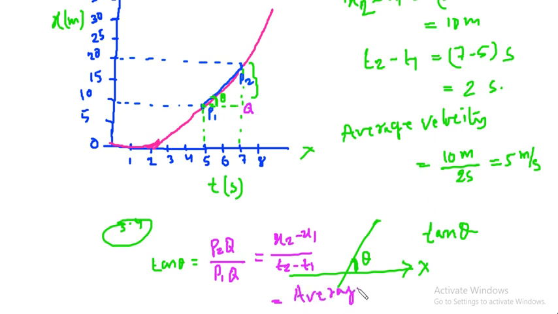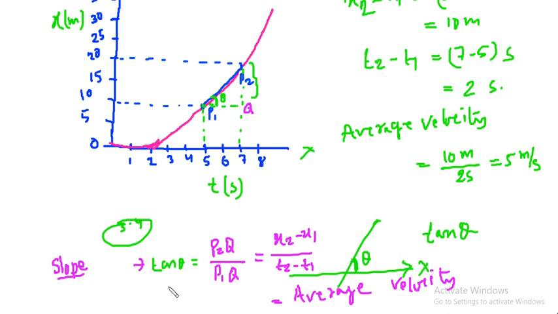Average velocity. So we have found here that the slope of the line is nothing but average velocity.